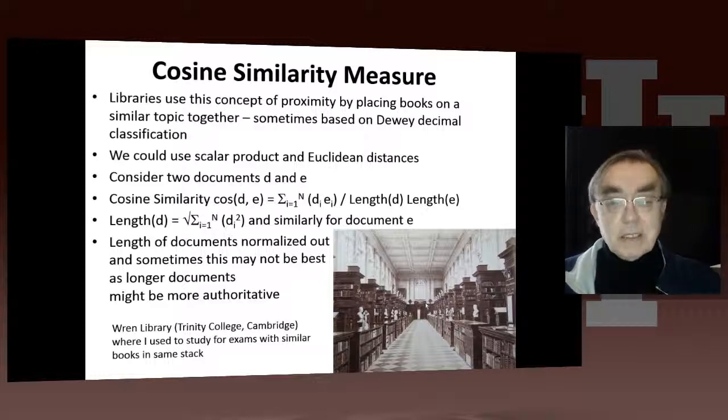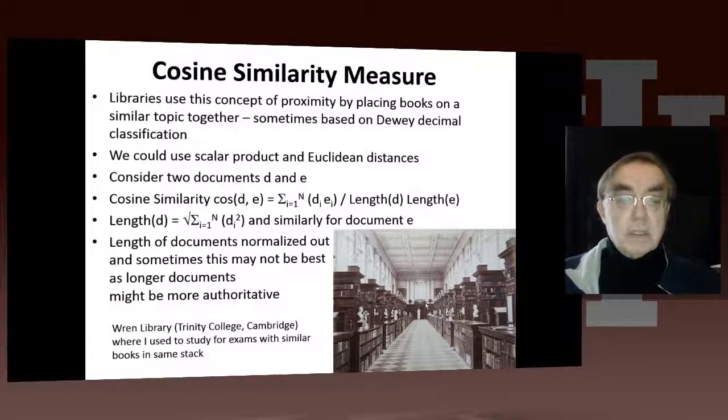You have to do something about the length because these documents vary drastically in length. And sometimes this may not be quite the right thing to do because long documents might be favored. But still, this normalizing out is basically the correct thing to do.